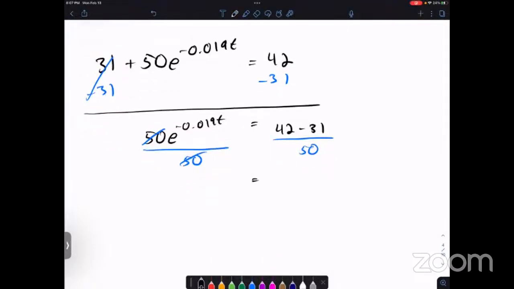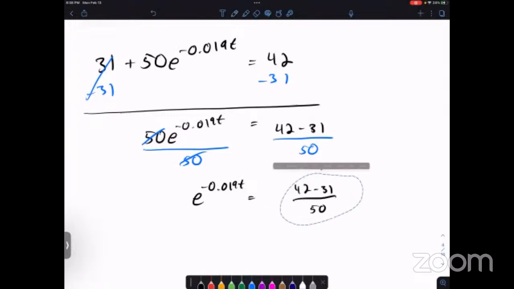And then on the right, I'm going to leave it as 42 minus 31 over 50 just for now, okay? So then, if I'm still moving things away from the t, now we want to take the natural log on both sides. That's going to cancel the e, and that's going to allow this to come out of the exponent. Okay? So this log is going to cancel this.